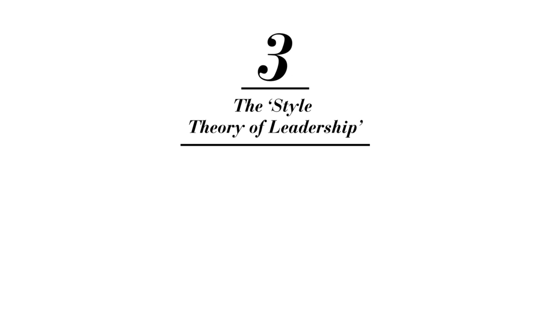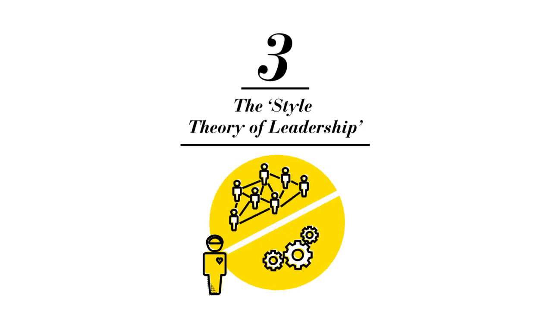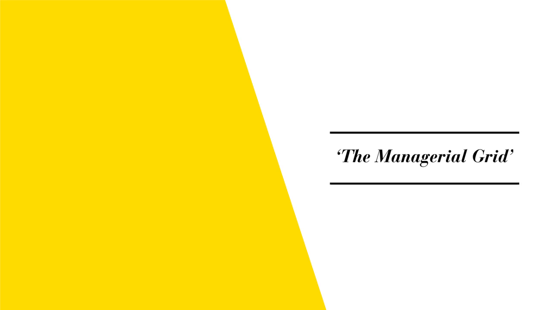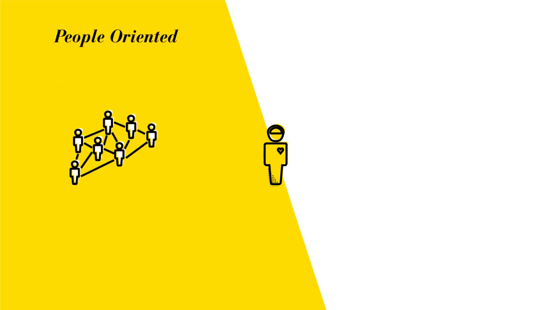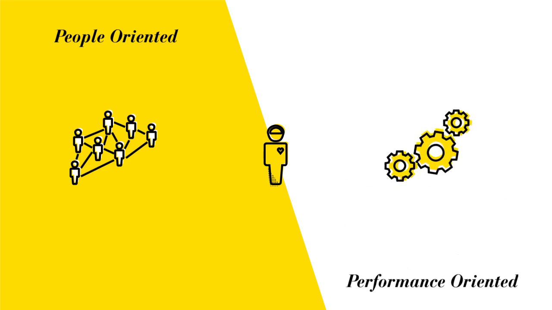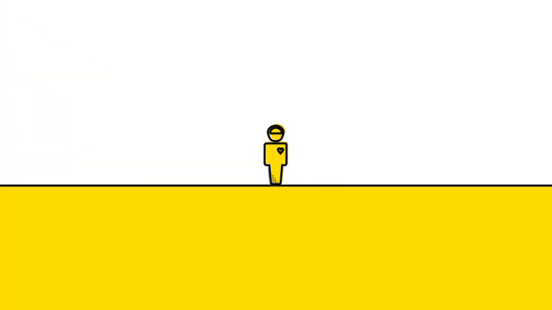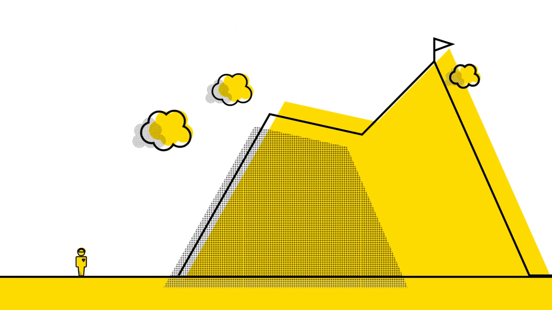The style leadership theory moves away from who the leader is and what they know, and instead focuses on what they do. Probably the best-known style-based theory is the managerial grid. This means that a leader will engage in 2 types of behaviour: people-oriented, focusing on relationships within the company, and performance-oriented, focused on the activity within the company. This is a solid foundation to work from, but there is more to being an effective leader.